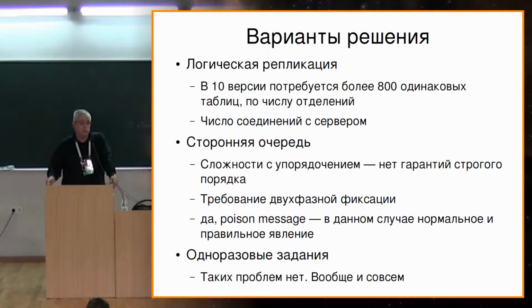And what are the options, possible solutions? Logical replication. So we can do 800 tables for every business unit, add new ones if necessary, and give them these tables. It will be quite okay, but it won't be really convenient. Besides, there is a connection with a server, and there are 800 connections to a server. Alexei, do you think that 800 connections to a server is okay? Alexei says that it's really impressive.